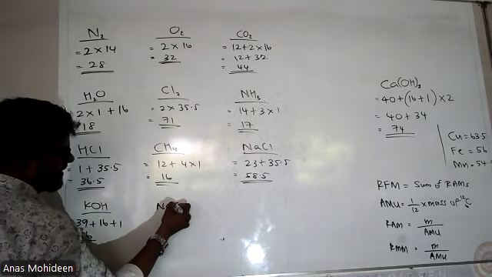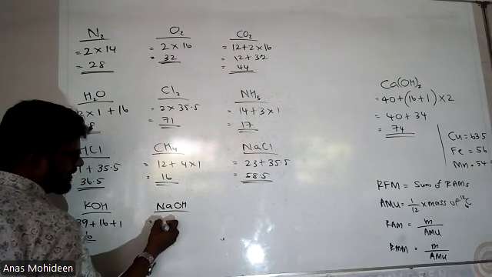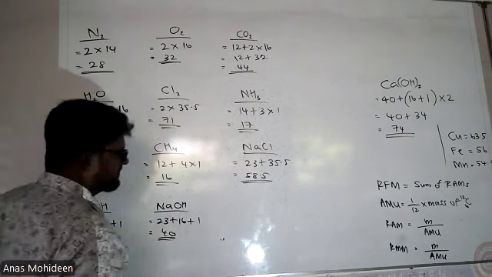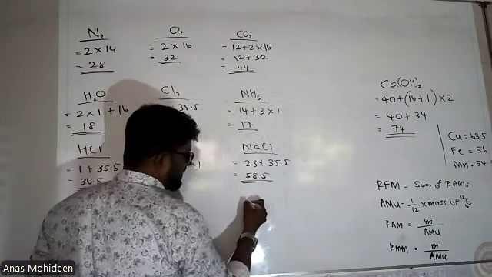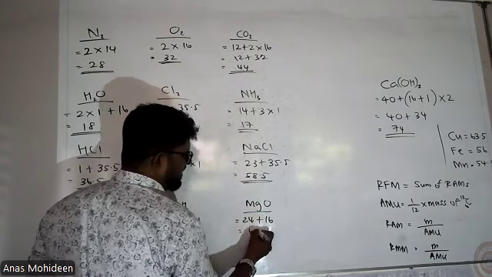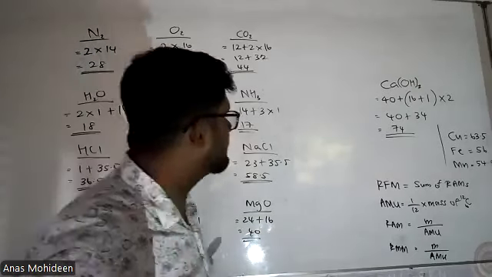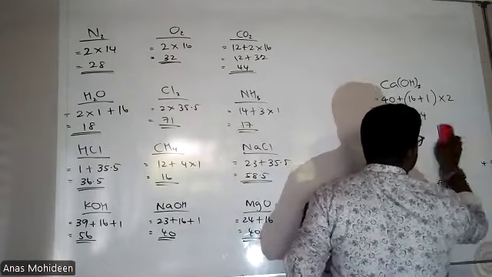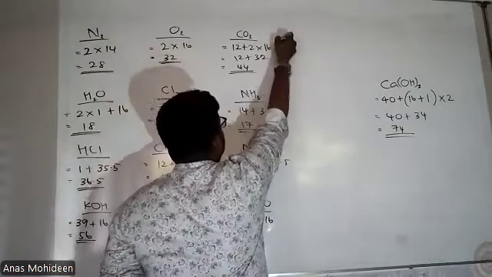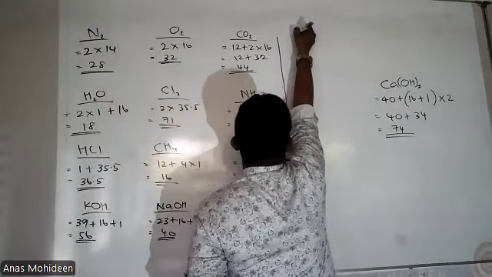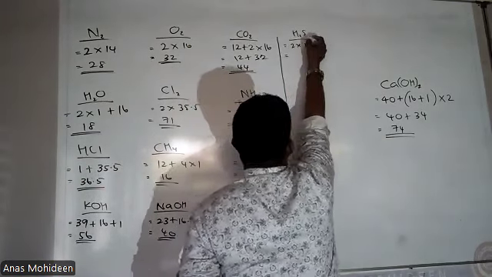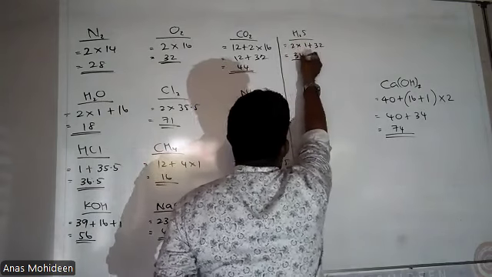Sodium hydroxide. NaOH means sodium hydroxide. Sodium 23 plus oxygen 16 plus hydrogen 1. Total 40. Next. MgO, magnesium oxide. Magnesium 24 plus oxygen 16, 40. Right? Next. H2S. 2 into 1 plus 32. It is not silicon, sulfur. Okay, 34. Next.